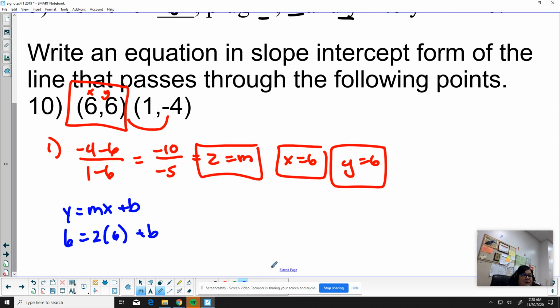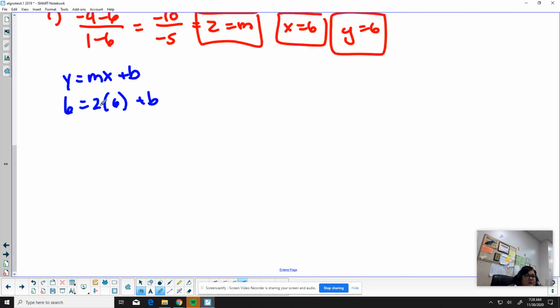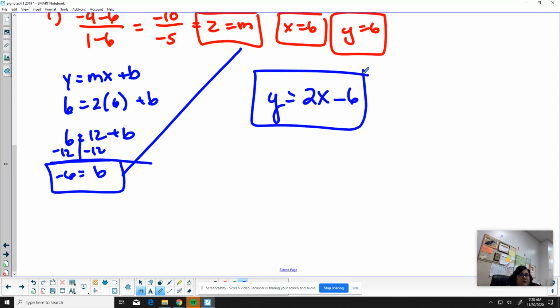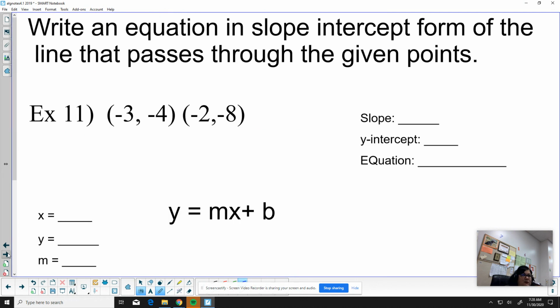And then I'm just going to use my solving skills from chapter 1. So 2 times 6 is 12. I make a t and I move the plus 12 over by subtracting. So my b is -6. So with this m and this b, I can write the equation. y equals 2x minus 6 is my answer. All right, let's do another one.